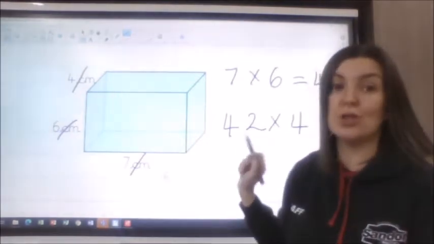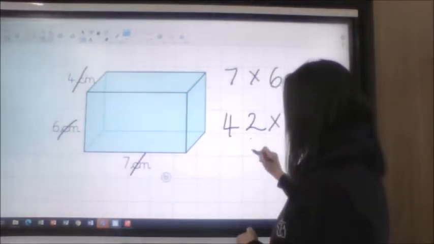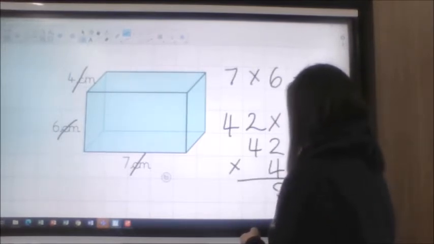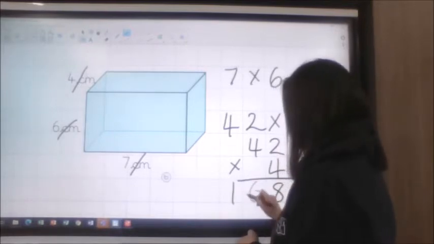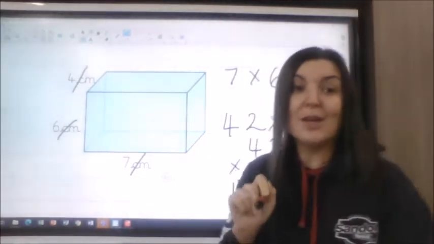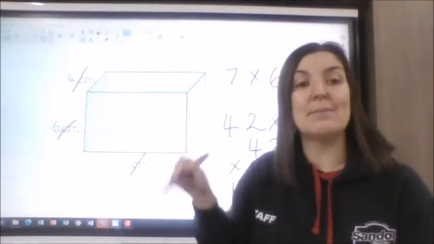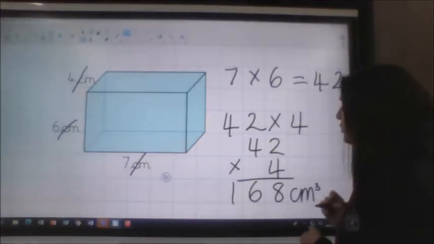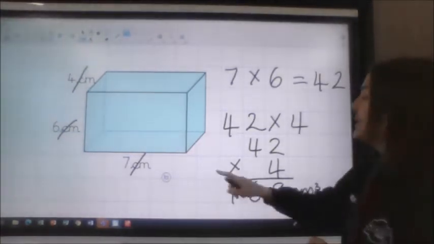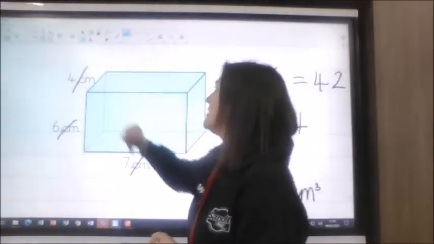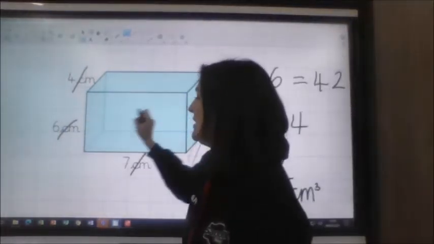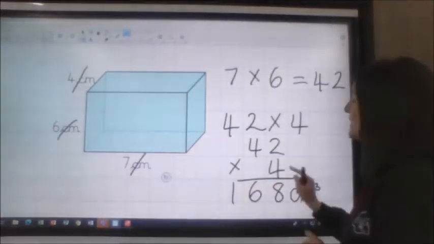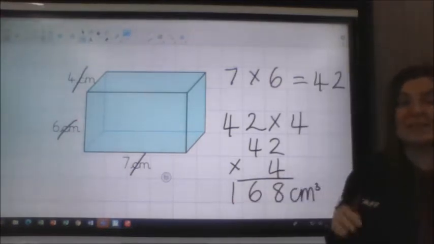Now you might want to use a short multiplication for that if you're not sure about that in your head. So 42 multiplied by 4, 2 times 4 is 8, 4 times 4 is 16. Now, when you've got volume, for area you did centimetres squared, for volume it's centimetres cubed, okay? So it's the length times the width times the depth. So I did 7 times 6 is 42, and then I did 42 multiplied by the 4 to get 168 centimetres cubed. That is the volume.